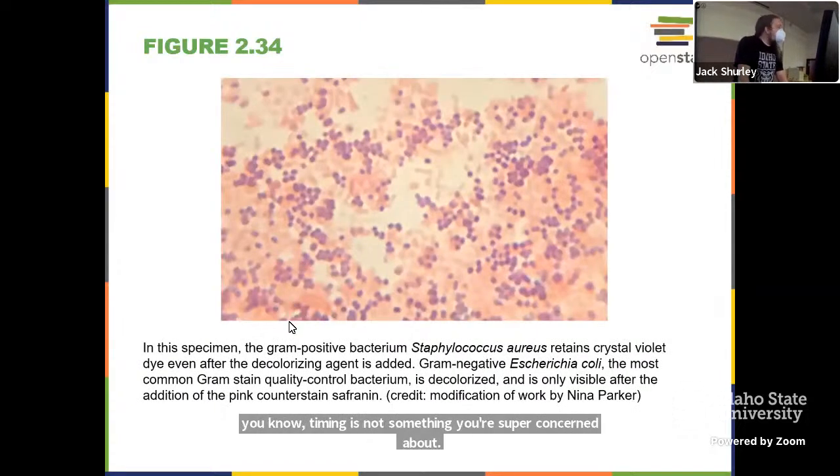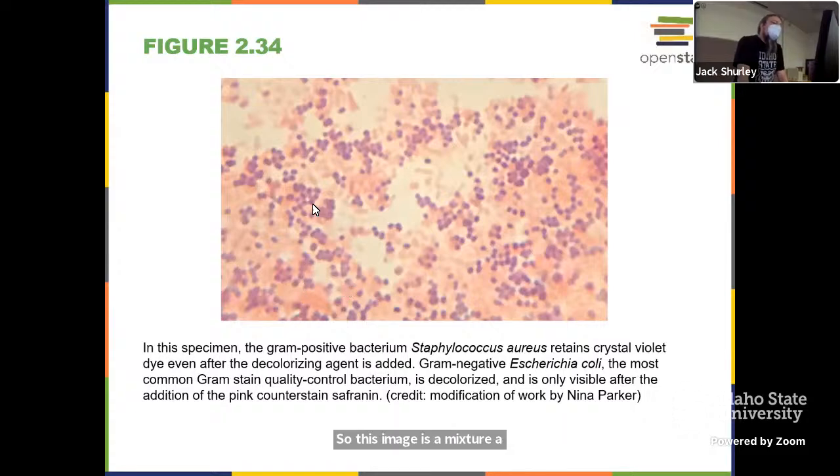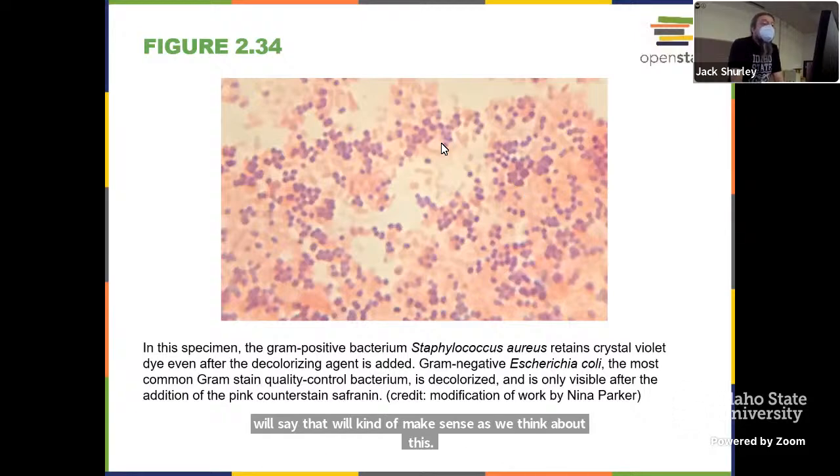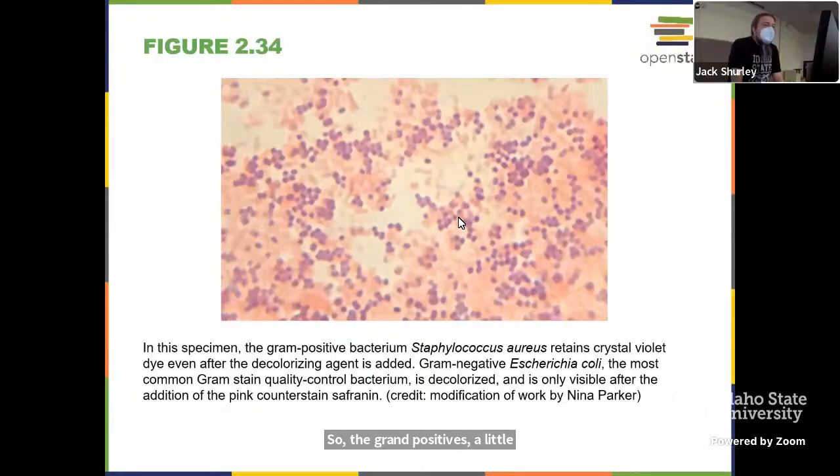So this image is a mixed culture with gram positives and gram negatives. And the gram negatives at this point are super hard to see, all right? They are there. They are very faint. They look kind of washed out, all right, as we're looking at this. And there's a couple of things I will say that will make sense as we think about this, all right? So the gram positives are a little easier to see. It's also maybe not the best image that we could be showing, but it's pretty good, all right?